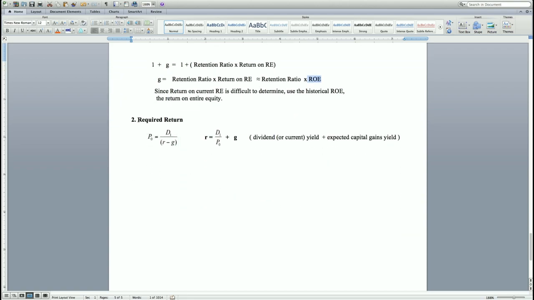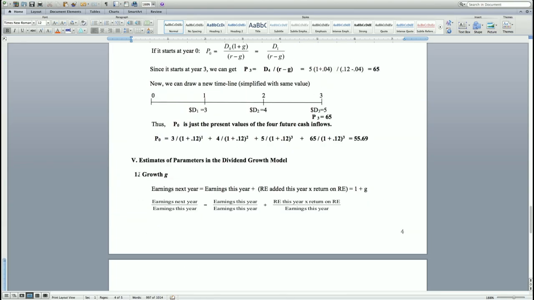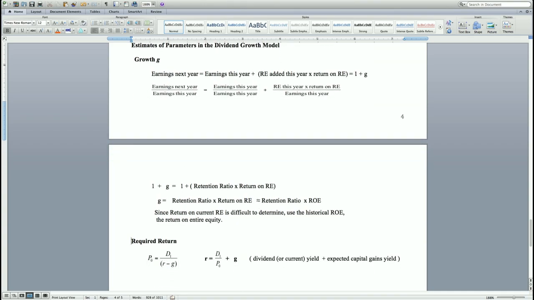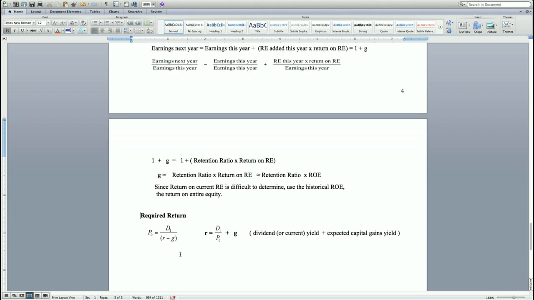Finally, required return. Okay, required return. And growth G we talked about, and required return from the basic formula. This one is the formula. Then we can make another formula.